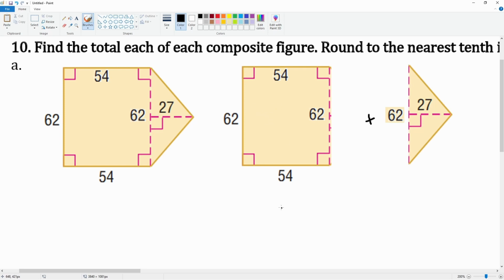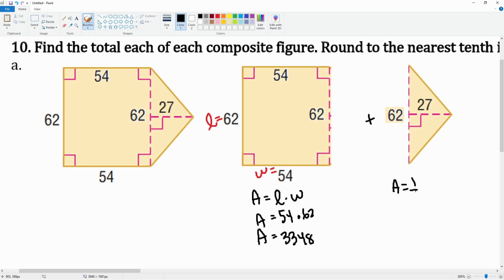So the area of this is length times width. You have the length. Length is equal to 62. Width, 54. This is how you can label it. You plug it in. Area is equal to 54 times 62. So 54 times 62, that is 3348.